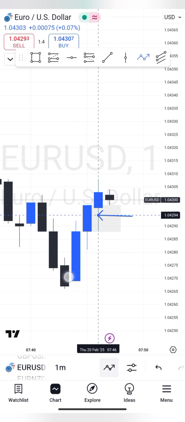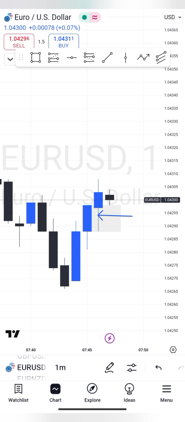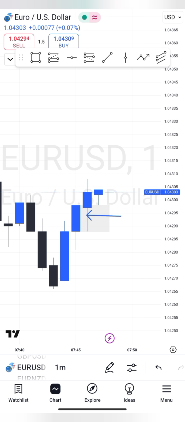This part that I'm pointing to currently is what they call shadow or wick. I think most people use wick, as in the wick of a candle, the rope part. Some people use shadow.